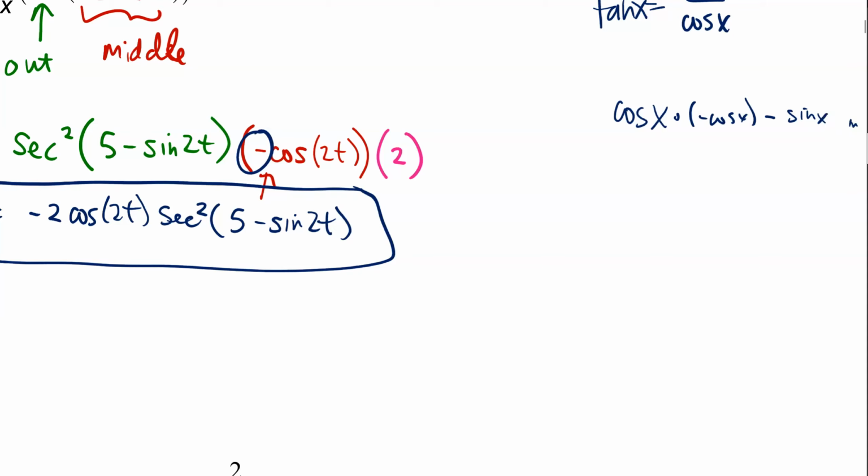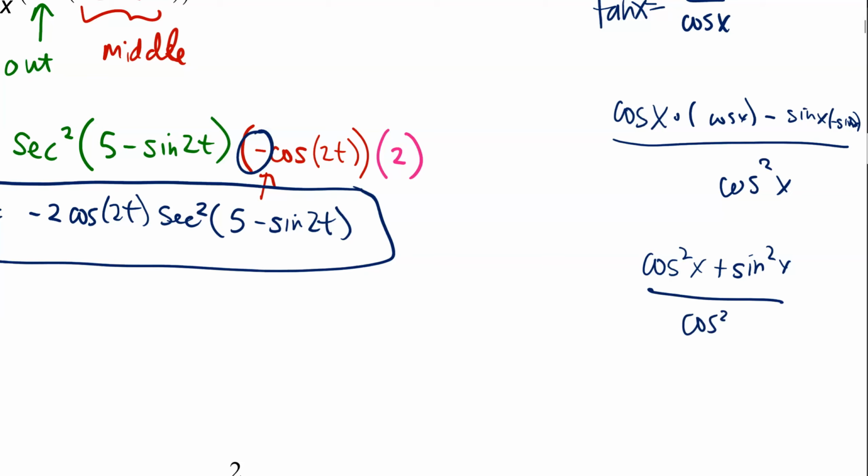I'm doing the quotient rule right now to prove it to you. Low d high, take high d low, cross the line, square the low. Oh, wait, this is not negative. If I simplify this out, I'll have cosine squared x, and negative sine x times negative sine x is plus sine squared x, all over cosine squared x. So this is tangent, this is the derivative.